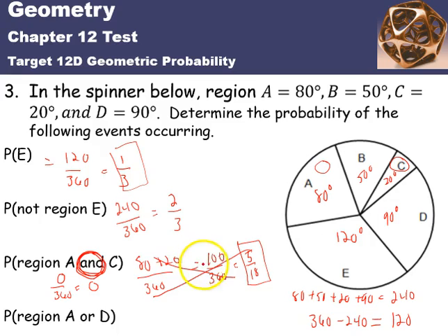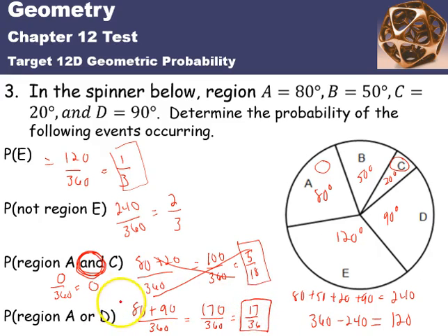However, A or D is going to be like this. So A is 80, and D is 90, and that's out of 360. So that'd be 170 out of 360, and that'd be 17 over 36. Okay, so A or D. Okay, A and D is 0.